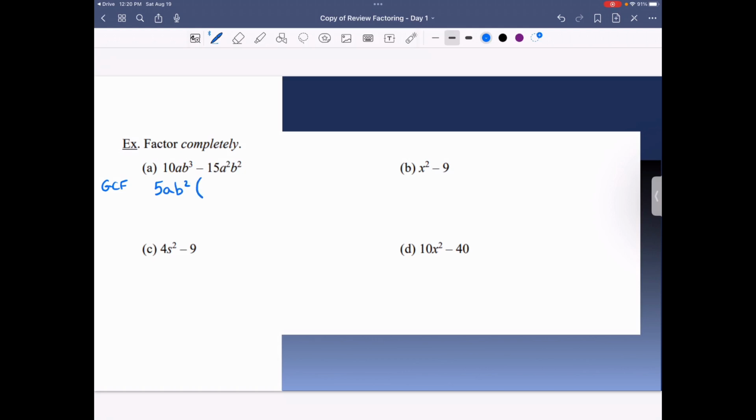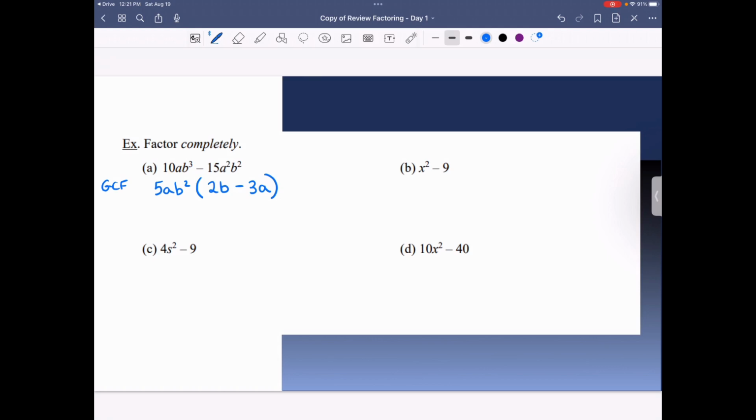When I do that, I divide the first term, 10 by 5, that gives me 2. I divide the a's, those a's cancel. I divide the b's, and that leaves us with just b to the first. Minus 15 divided by 5 is 3. a squared divided by a is a. b squared divided by b squared is 1, so we don't need to write it. And that looks as far as we can factor.